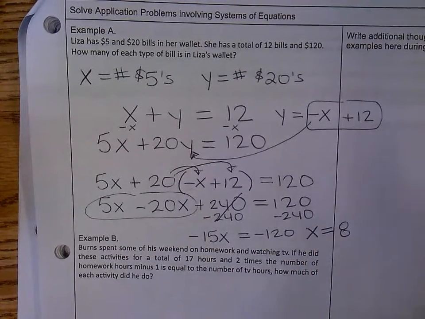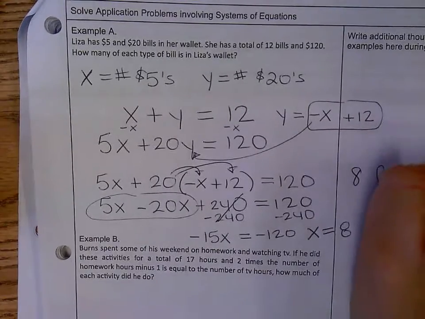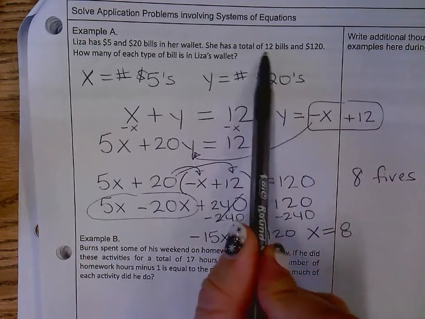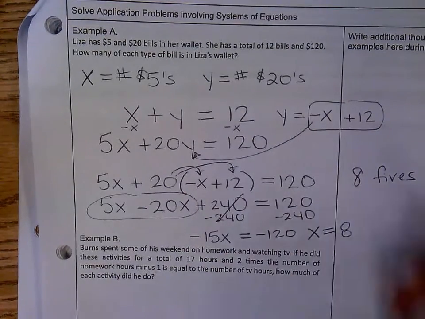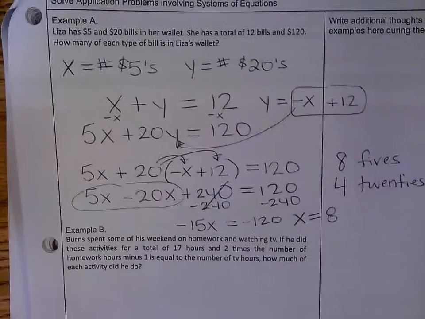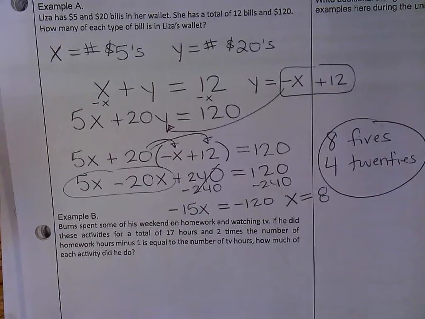8, what does that mean? So in an application problem, you actually have to kind of write out an answer. What do they ask you to find? How many of each type of bill is in the wallet? So there are 8 what? 8 fives, and substitution is really easy sometimes on application problems. How many bills were there all together? There were 12. So if I have 8 fives, I must have 4 20s. I'm just writing it out like that so it's not like the number 5, the number 20. 8 fives and 4 20s. So you don't write X, Y, you actually tell the person what you got as your answer.